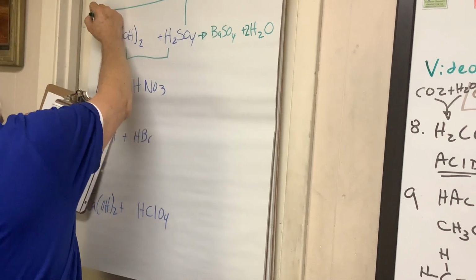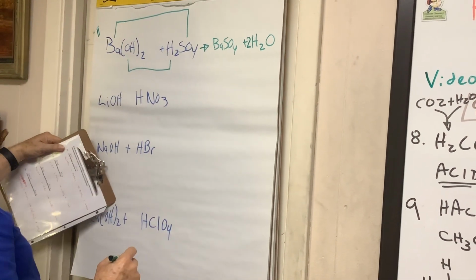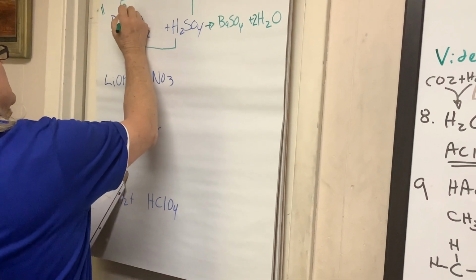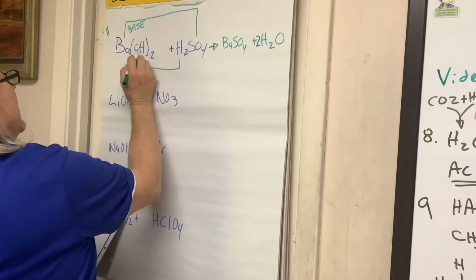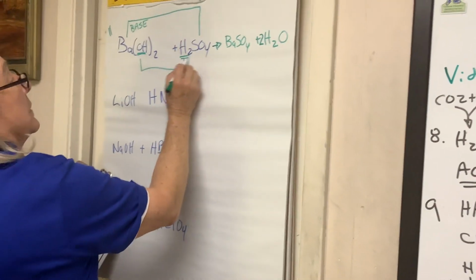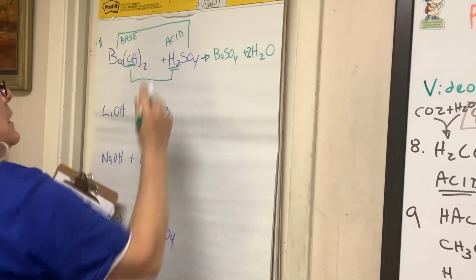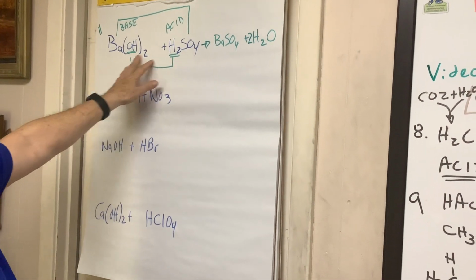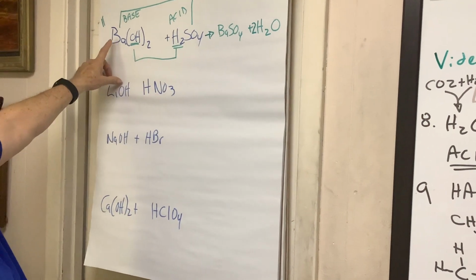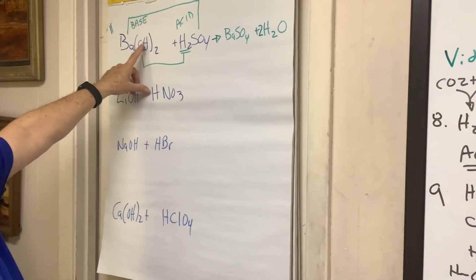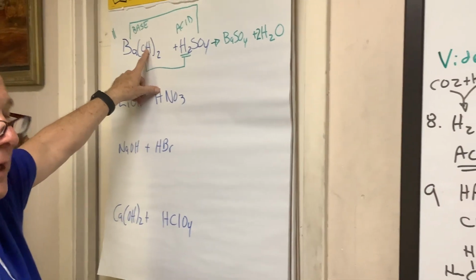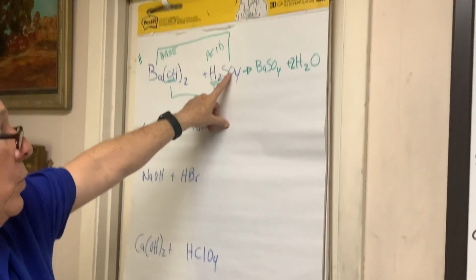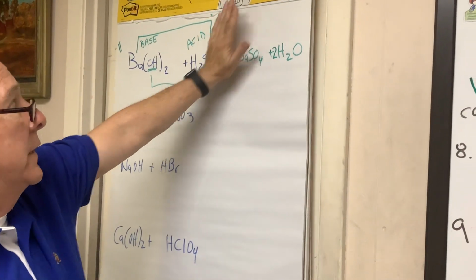And this is question 11. And this is what happens. This is the base, okay? Because it has the OH. And this is the acid, because it dissociates into the H+. I'm not going to go through and do the complete ionic equation, but this breaks down into barium 2 plus ions and 2 OH- ions. This breaks down into 2 H+ cations and 1 SO4 2- ion.